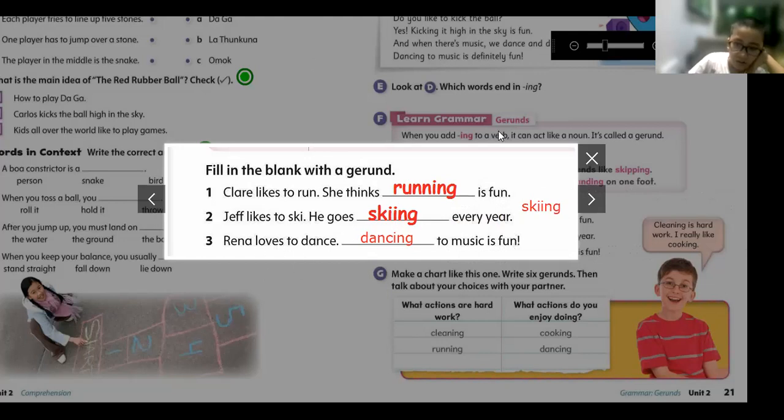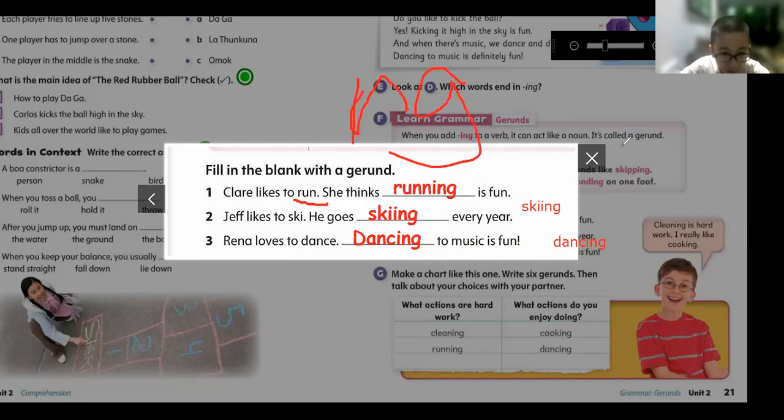Okay, number three, please read. Rena likes to dance. Dancing to music is fun. All right, so the gerund there now is dancing. So that's how you identify a gerund. It's very easy. From a verb, if you add ing, it will now become a gerund. It's very easy.